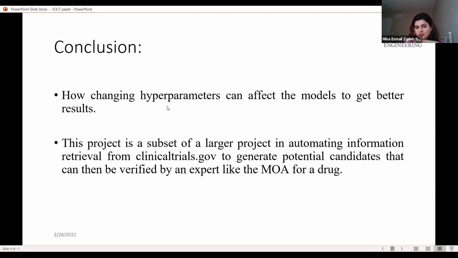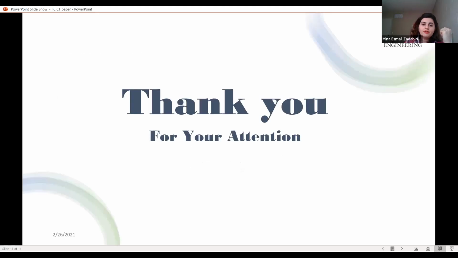This job was a small part of a larger project, which is actually information retrieval from the clinicaltrials.gov dataset. That's why we need a kind of lightweight model to be a part of that information retrieval project. And this is the reference of that picture.